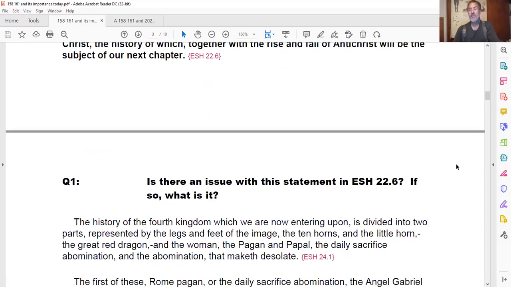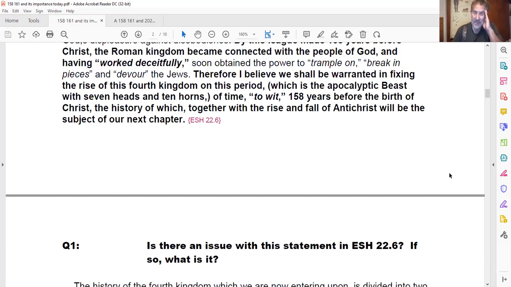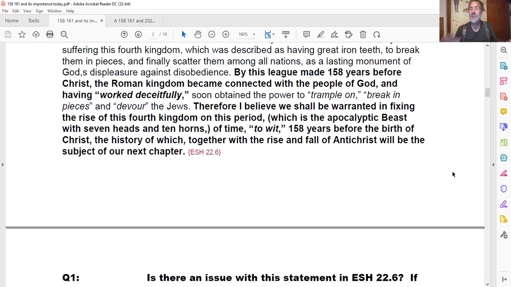So my first question: do you have an issue with this statement from Evidence of Sacred History 22.6? And I'm leaving the bold portions up for consideration. Do you have an issue with anything that's been said here? Well, I don't have an issue. I just know that Uriah Smith uses 161.